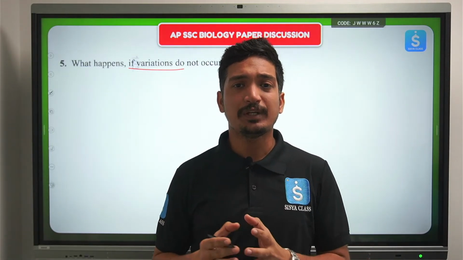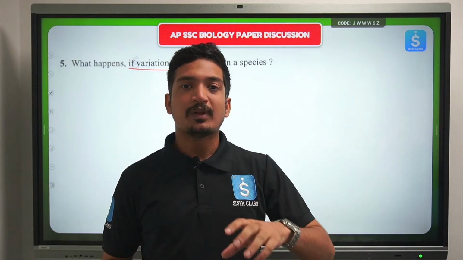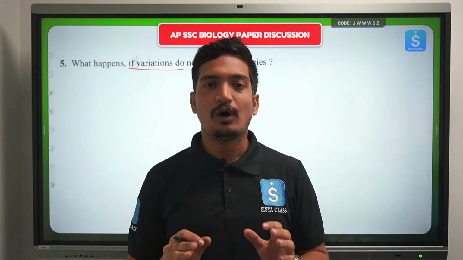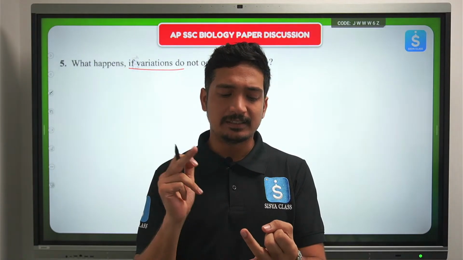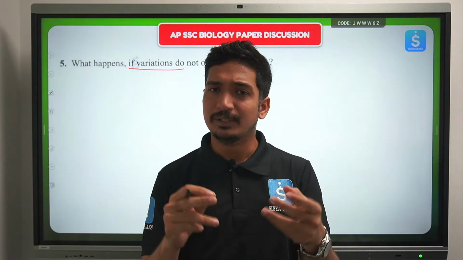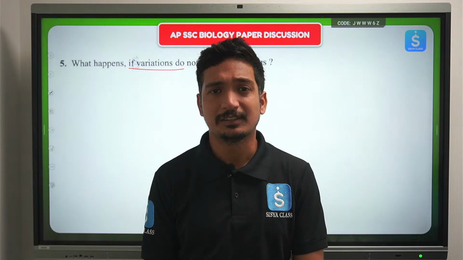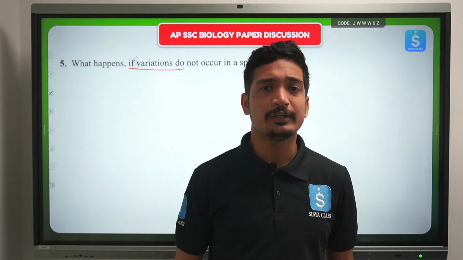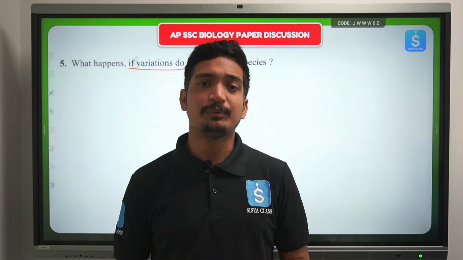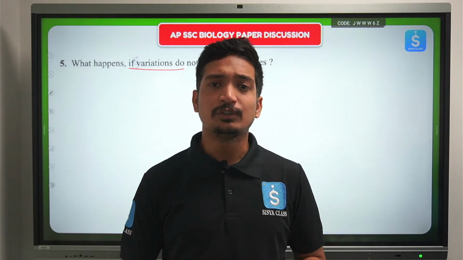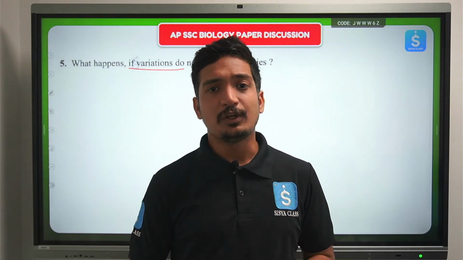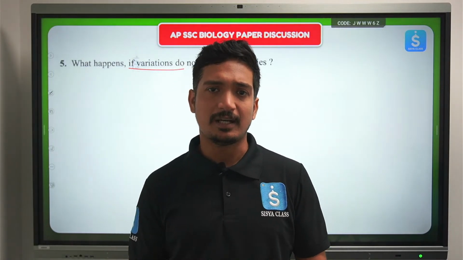So if there is no variation at all, till today the entire planet would be full of only unicellular organisms, and we wouldn't have plants, animals, human beings, birds, cats, dogs around us. So all the living organisms that we see around us are just because of variation. Now if there is no variation, then evolution will not happen and we will not get a variety of organisms on our planet. So that's the answer.